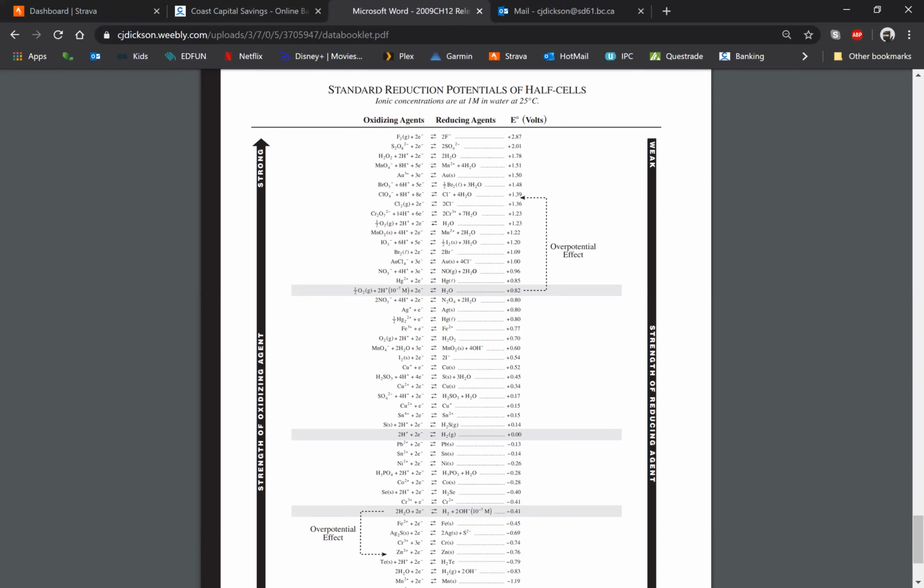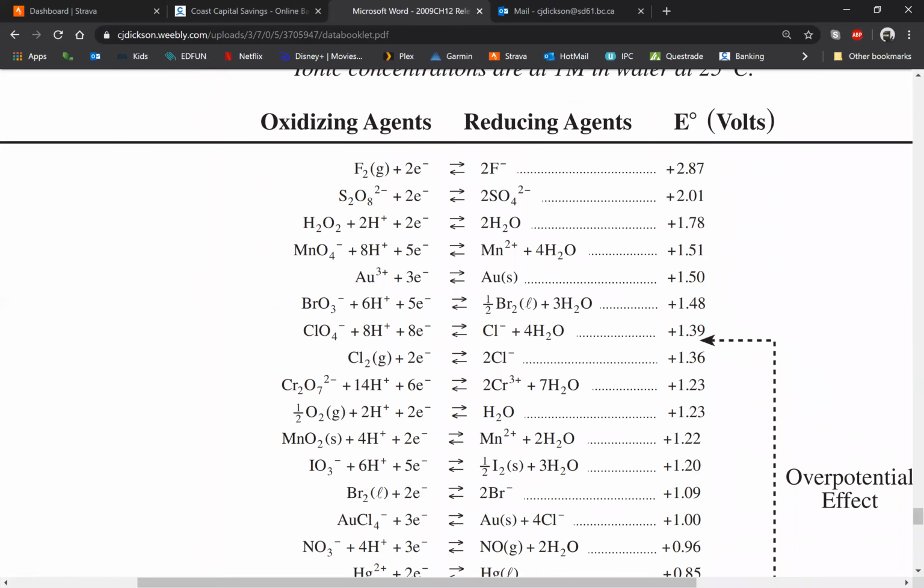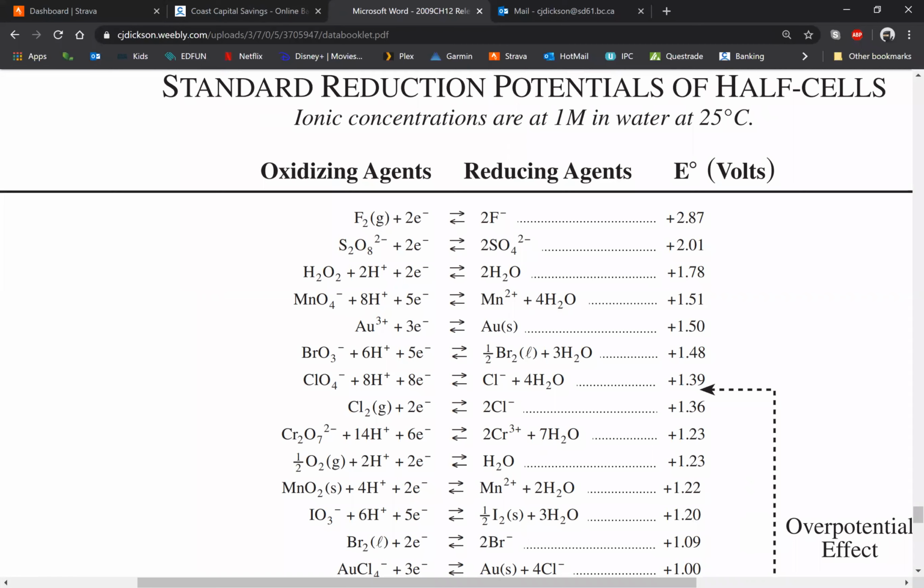But if you get confused, if you still just can't get this after a couple of days of working on it, look at the data table's headers. If you look at the very top here, the left-hand side are the oxidizing agents, and the right-hand side are the reducing agents. I'm going to ignore this voltage thing right now, okay? So let's look at fluorine gas.